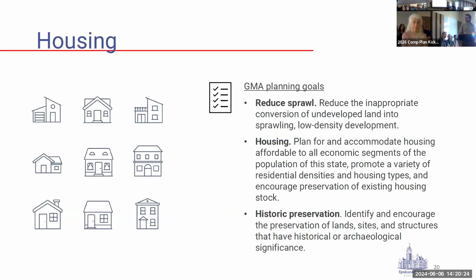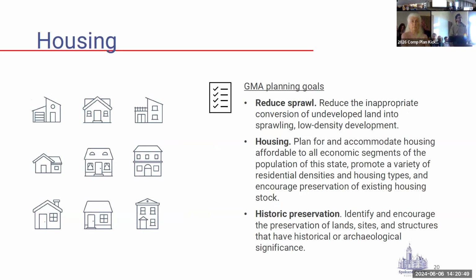And this hits similar planning goals. Reducing sprawl is a big one. You can't reduce that development of sprawl if we only plan for one housing type. It's important to plan for all types of housing and different standards of living and different lifestyles. Obviously, we intend to meet the housing GMA planning goal and the housing element, but also historic preservation.